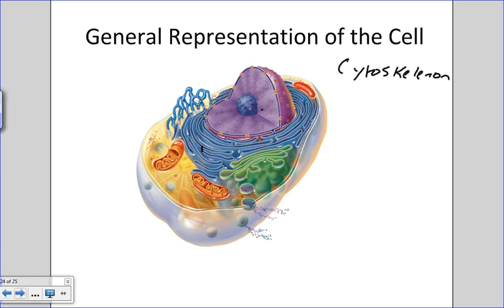Okay, or the framework of the cell. All right, so as you take a look here, if you look inside the cytoplasm, you can see what looks like a bunch of filaments. Okay, see all these stringy looking objects within the cell? Those filaments are structural proteins that form the framework of the cell.